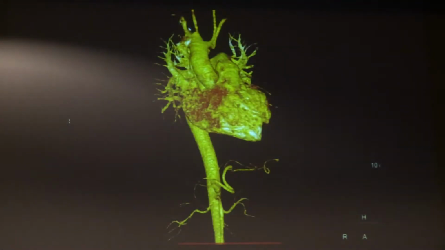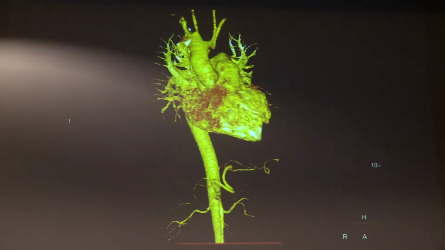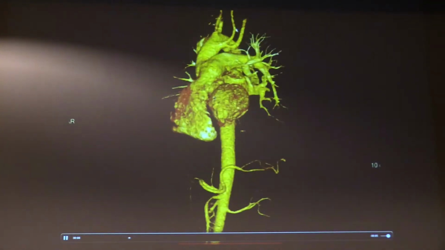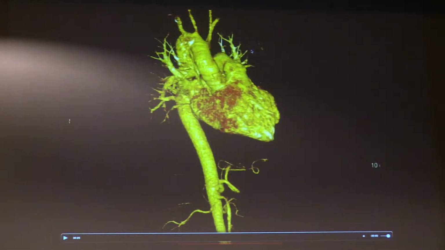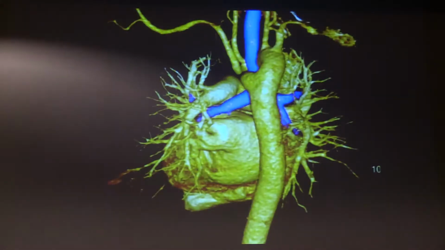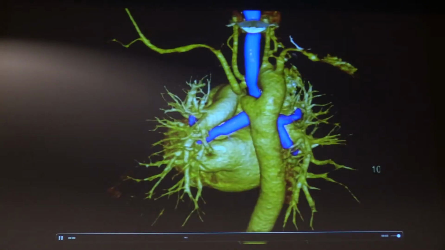We can also use the CT for doing virtual bronchoscopy. This case is a double aortic arch with left arch atresia. You can see the atresia is here. Also, Professor Heron showed a few images about this. Here we put the trachea inside. You can see in the area of the ring here, there's a narrowing of the trachea here.